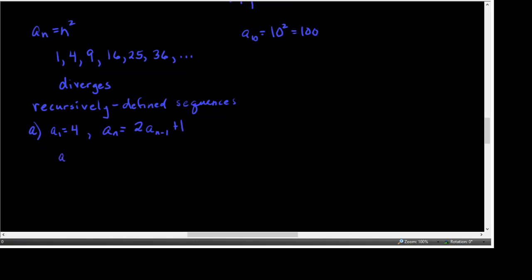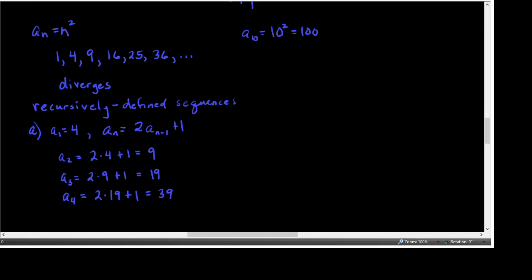answers. So a sub 2 is going to be 2 times the last answer, which was 4, plus 1. So a sub n minus 1 in this case is a sub 1. It's the one right before a sub 2, and we get 9. A sub 3 is going to be 2 times the last answer, a sub 2, and that answer is 9, plus 1 is 19. Okay, a sub 4 is going to be 2 times the last answer, plus 1, which is 39.